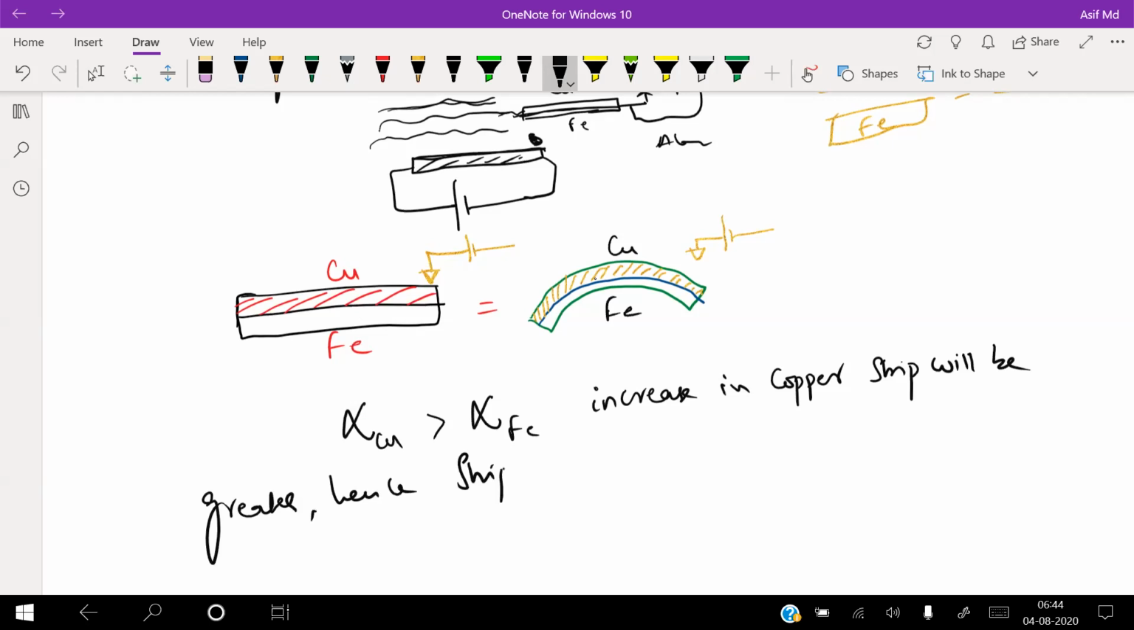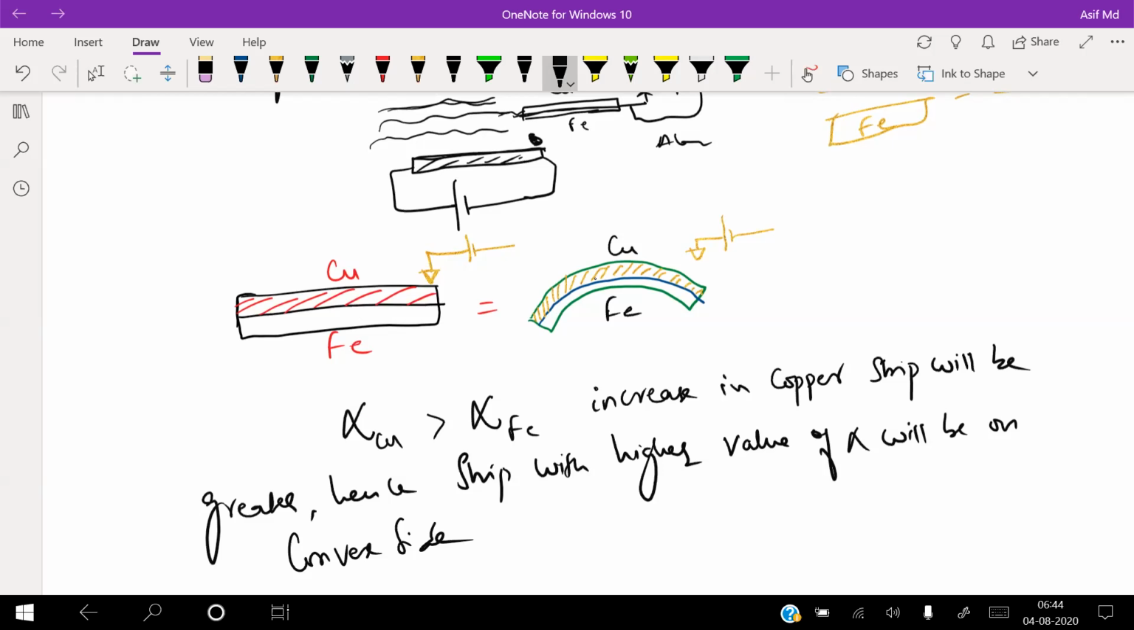Hence, the strip with the higher value of alpha will be on which side? The convex side. Higher value of alpha will be on the convex side, and the other will be on the concave side. Clear? So alpha of copper is greater than alpha of iron. I hope you got an idea related to the bimetallic strip.